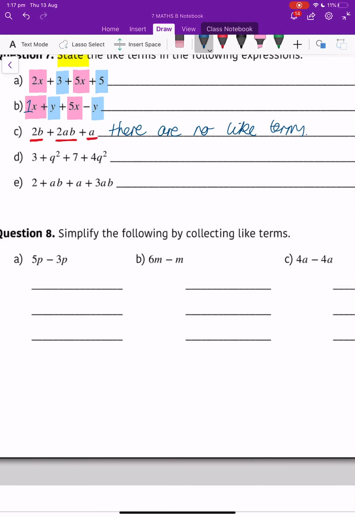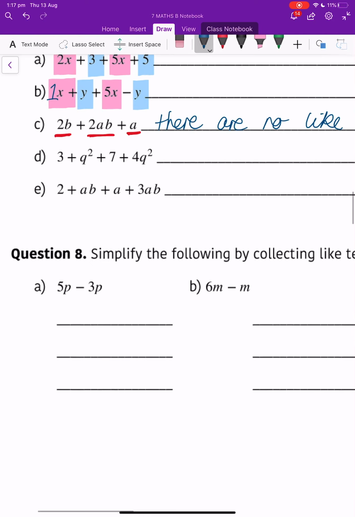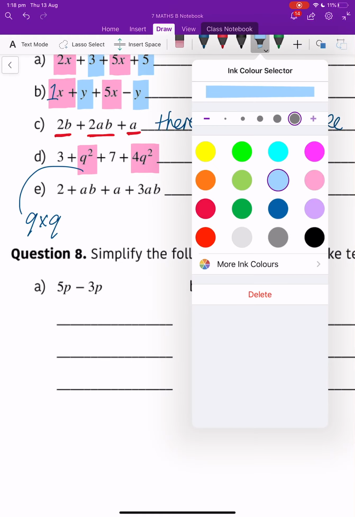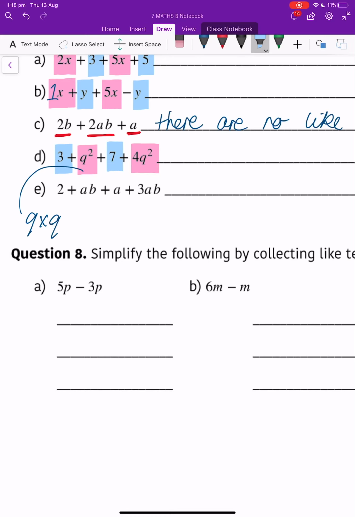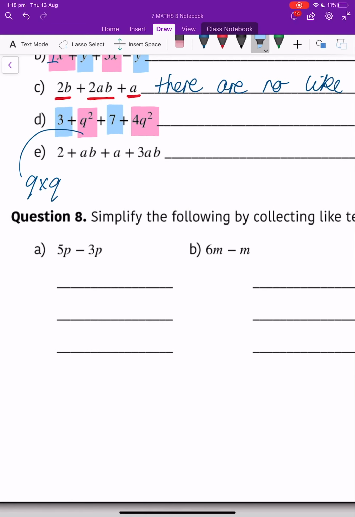The next one, 3 plus q squared plus 7 plus 4 q squared. Okay. Now my like terms are going to be these 2 here. And the reason is because q squared is just like this, q times q, so 2 lots of q's, okay? 3 and 7 are also like terms. Cool. Then in our last question, AB and 3AB can be like terms, but 2 and A need to just be left out, okay?